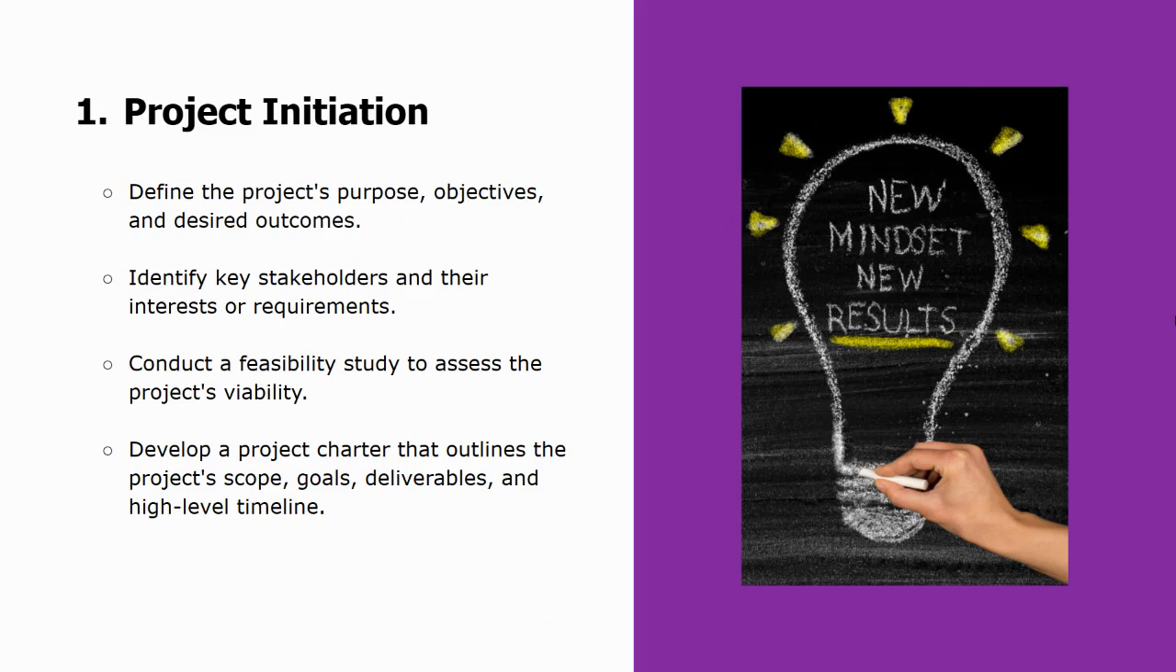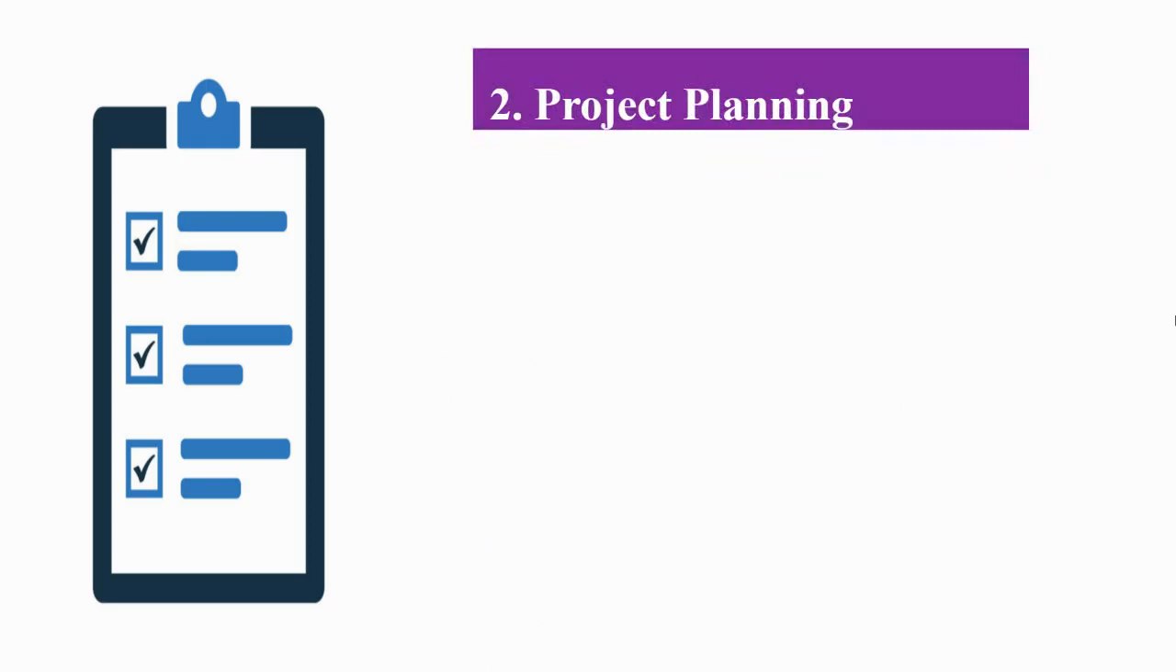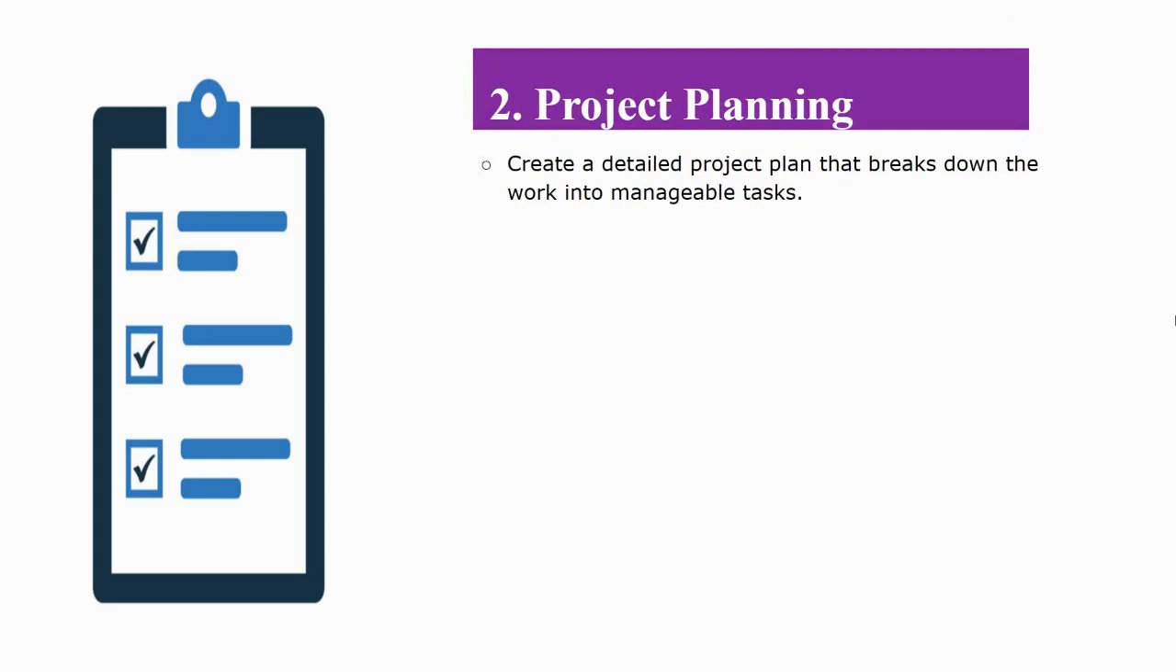So we have different tasks on the project. When are we going to do them, and what's the time frame? Again, the project has a start and end date. So here we need to come up with a clear agreement on the project timeline. Now, once we have initiated the project, we move into project planning. During the project planning phase, we create a detailed project plan that breaks down the work into manageable tasks.